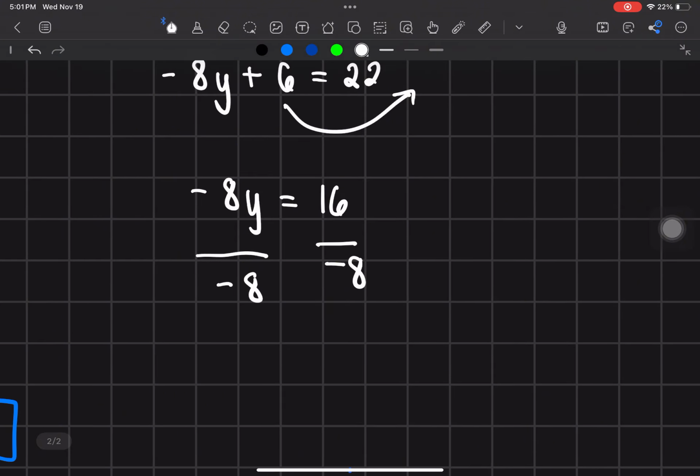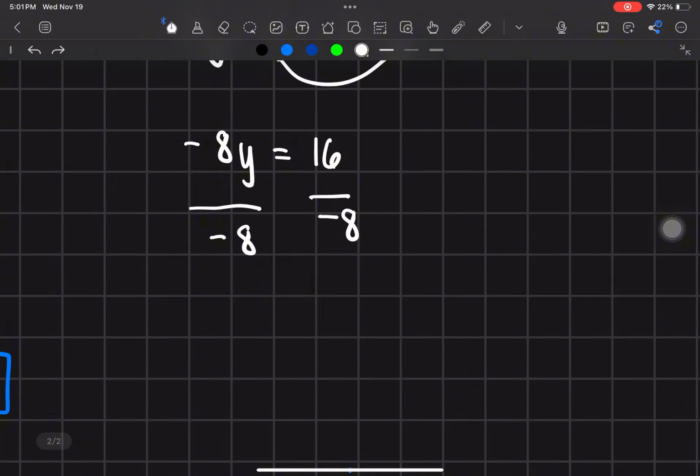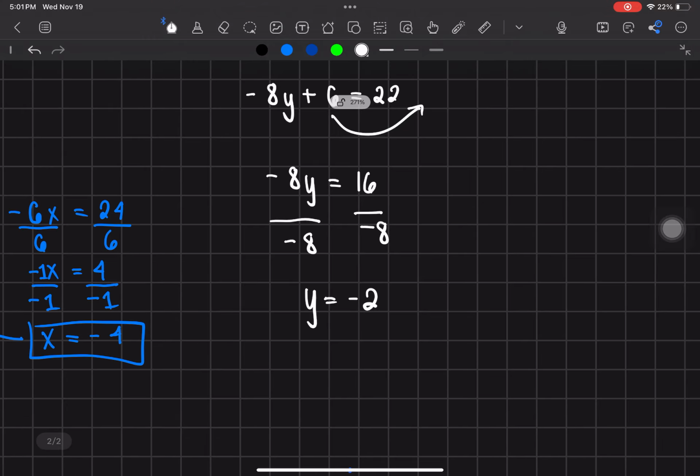We divide both sides by -8 because we have a negative sign on the side where our variable is located. So -8 divided by itself, -8, is simply 1 times y. We are left with y. 16 divided by -8 is -2. And you have our final answer. You may feel free to plug -2 back into our equation in order to see if the answer is correct.